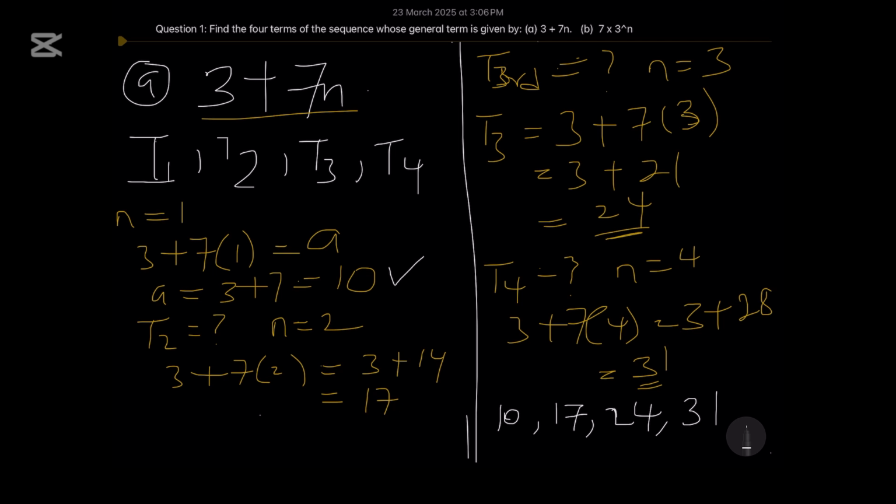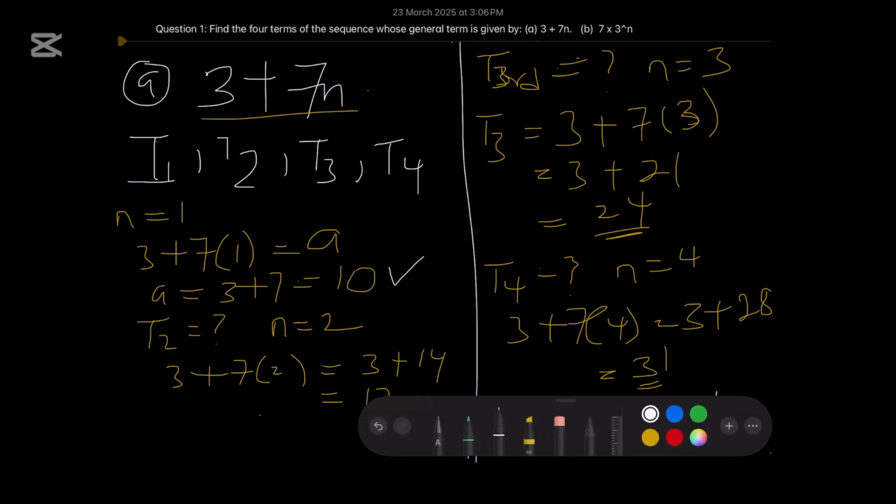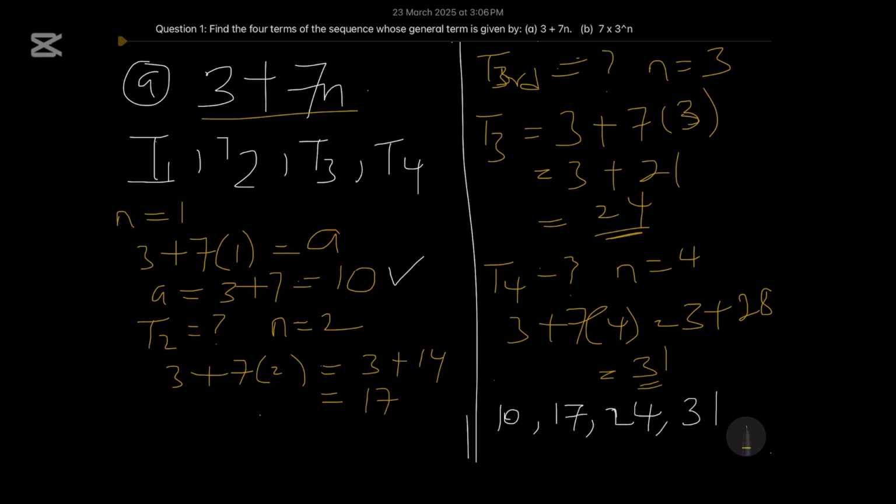So if we look at it, we see that this is an AP. That is, addition of 7. Common difference of 7. If you look at it, addition of 7, addition of 7, addition of 7. So this is an AP. This is an arithmetic progression.